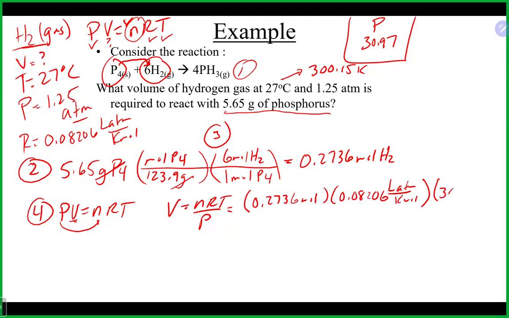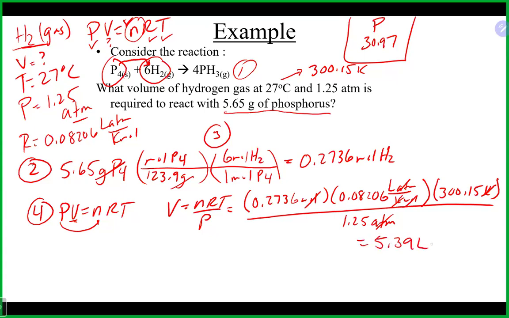We'll use our temperature that converted to Kelvin, divided by our pressure, which would be 1.25 atmospheres. Once again, atmospheres will cancel, Kelvin will cancel, moles will cancel. It's going to leave us with liters. And we will end up with 0.2736 times 0.08206 times 300.15 divided by 1.25. It looks like we will end up with 5.39 liters of H2 in this case.